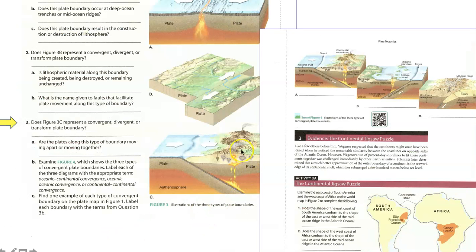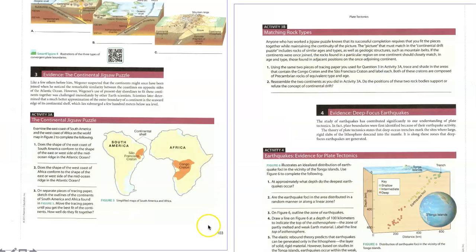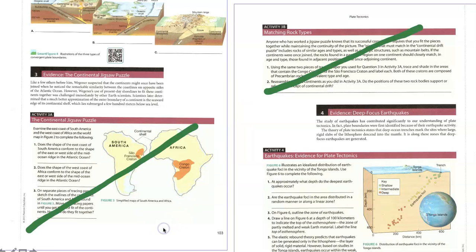Question 3 asks about this figure. So you're going to answer some questions, and then when you get to part B, it actually asks about these figures over here as well. So realize that this question 3 kind of straddles 2 different pages. Then we get to activity 3, which is divided into 3A and 3B. And this is the one that I'm telling you can skip. It's a good set of questions. They're trying to ask you to understand the fit of South America and Africa and how certain rocks match up.